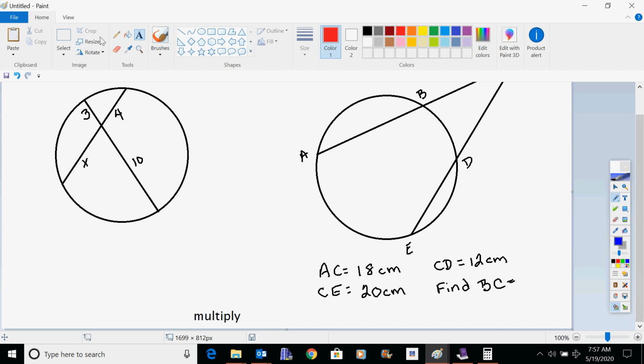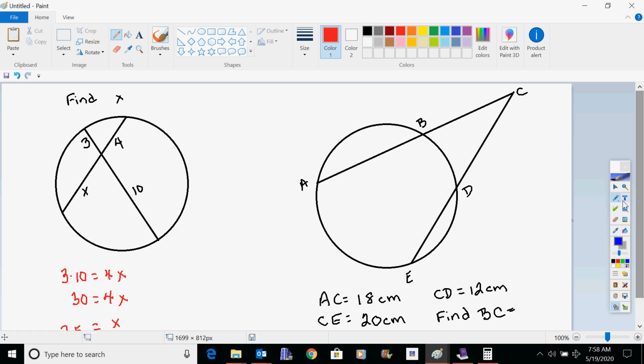So this one, as I said, one of the easiest things you're going to do, because all we have to do here is take 3 times 10 equals 4 times x. So this would be 30 equals 4x. If we divide both sides by 4, we get 7.5. So multiply. This one also involves multiplying, but there's a little bit more to it. So we need to fill in our things that we need to and make our own x. We're supposed to be finding BC. I want this to be x.